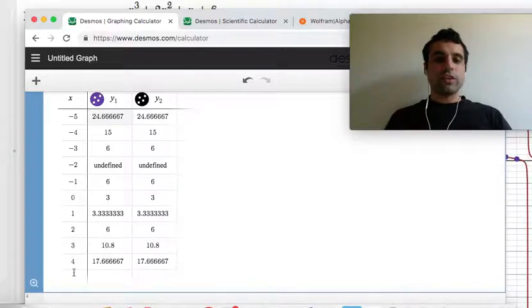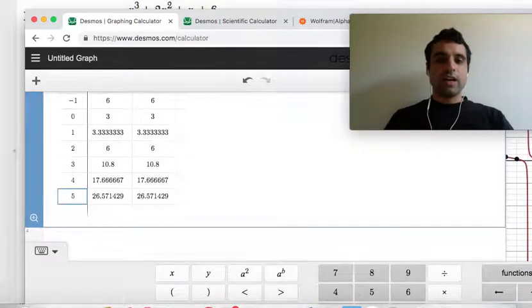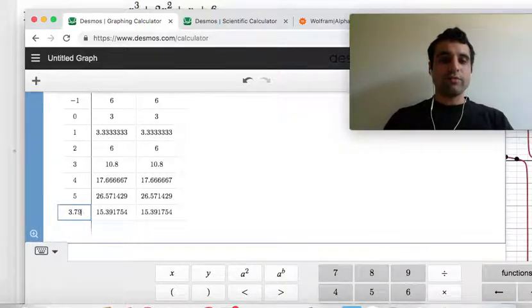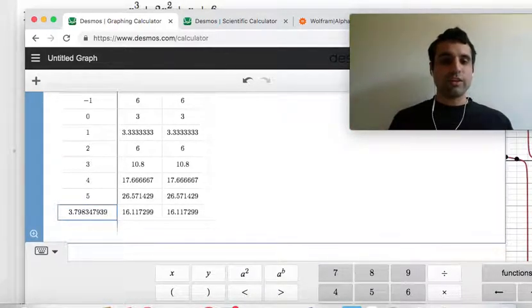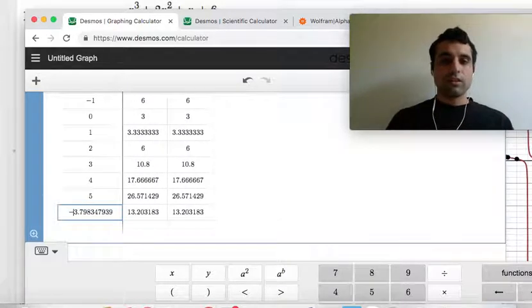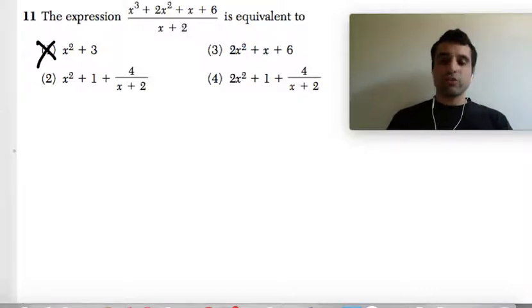They're the same function, and I'll even go as far as 5, and you can see that they're the same thing. I could even try a decimal value, like 7 point something. I just put in a random decimal value, and it still worked. If I change it to negative, it still works. So we know these are without a shadow of a doubt equivalent, so the answer is choice 2.